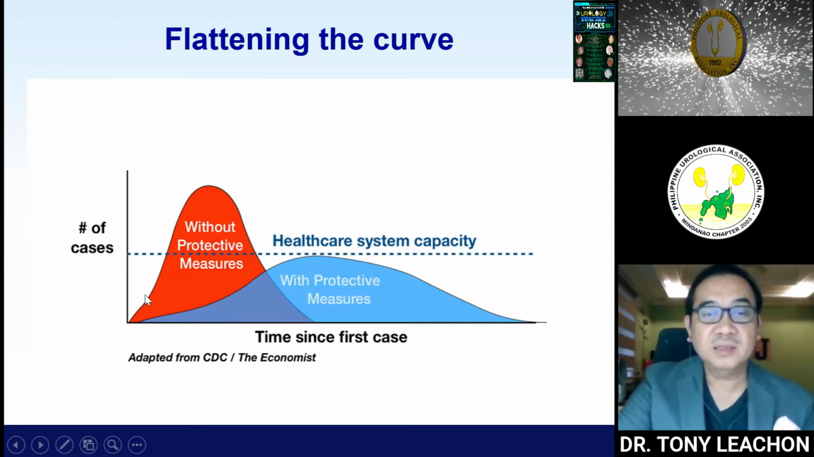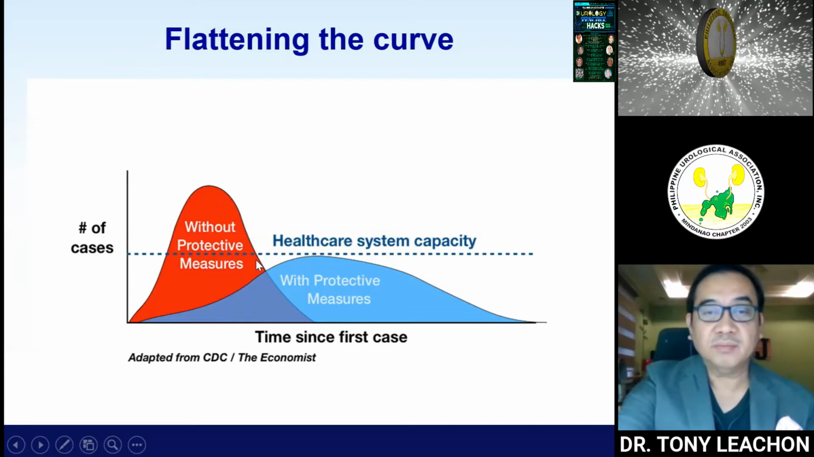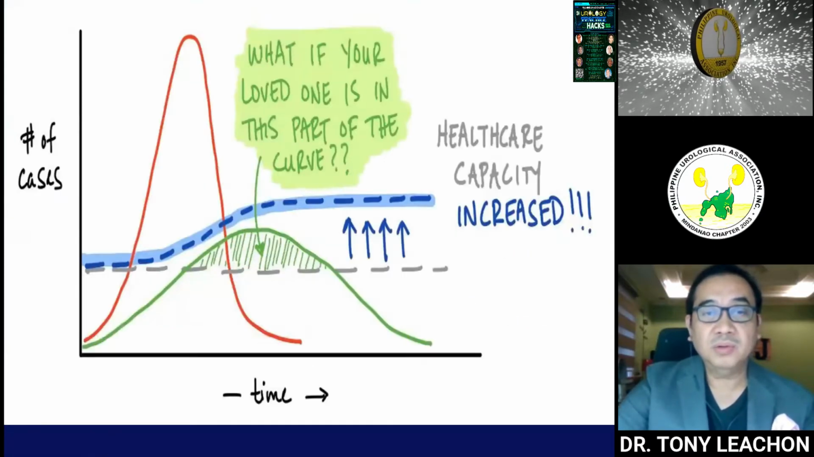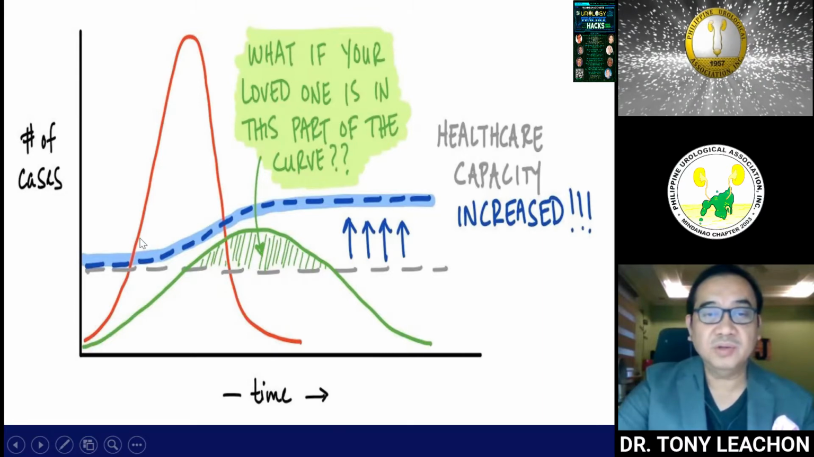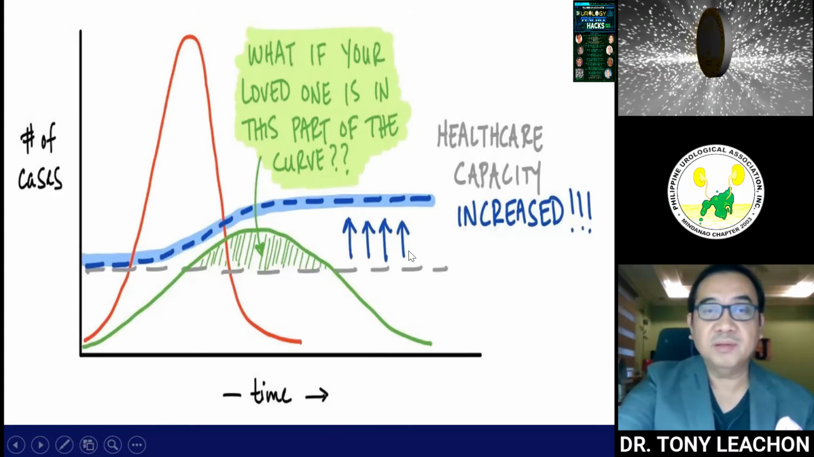Thus, the higher the curve, it means higher acceleration, and of course, the greater will be the damage to that particular locality. Now, what if your loved one is this part of the curve and you have here strict lockdown of cases? Our goal is basically to increase our healthcare capacity at this point in time.